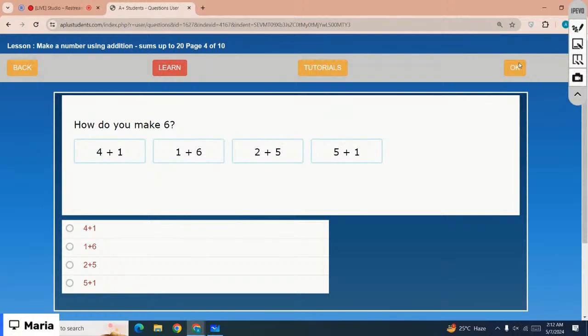Okay, the next one is how do you make 6? So which is the correct option? The correct option is option number D, right? 5 plus 1 is 6. Option number D is the correct option.